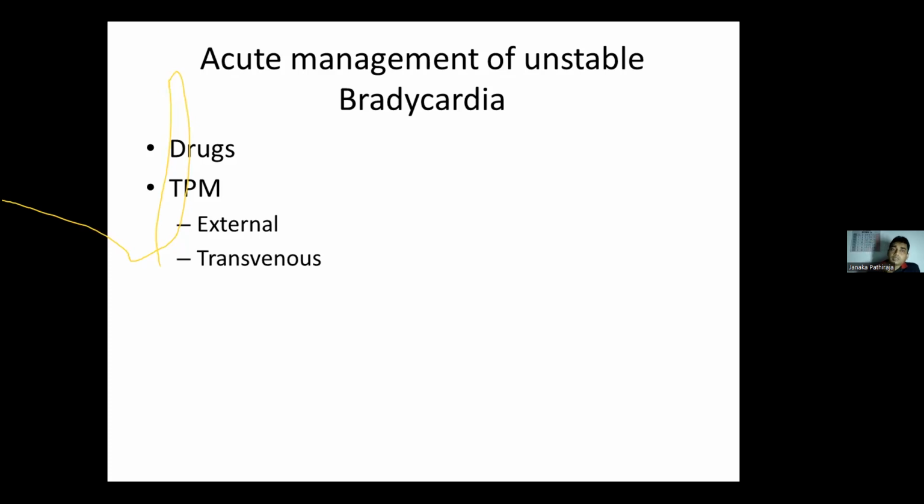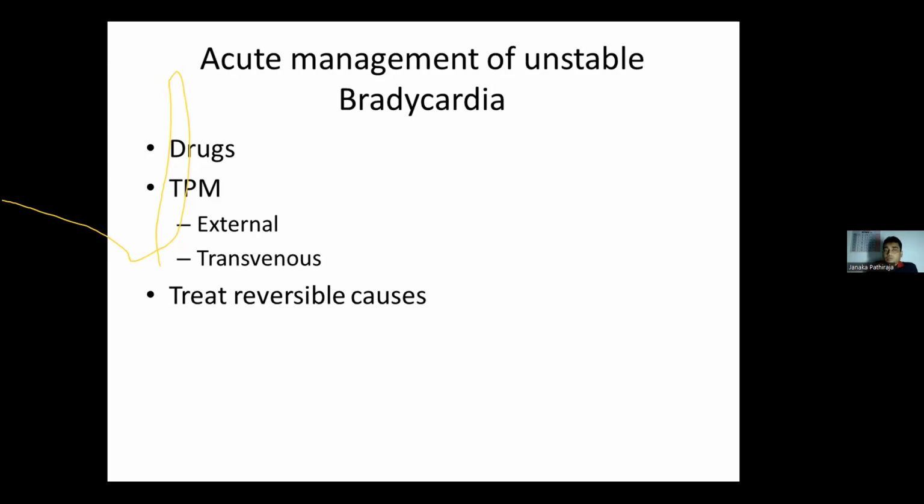When you take temporary pacemakers, there are two types, external and transvenous. Do you know about those things? External, have you heard? Have you used? You are in the CC, you must know, I think. Okay, there are two ways, external and transvenous. Then, what is the next step?